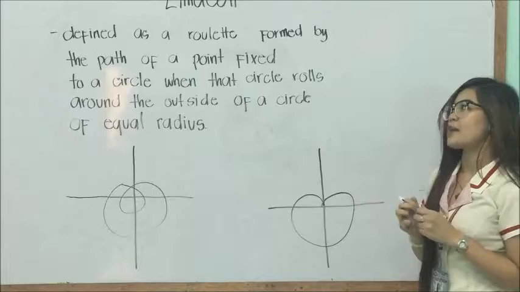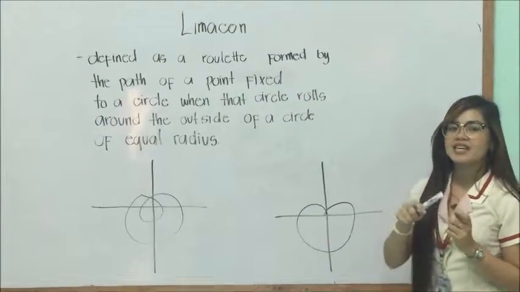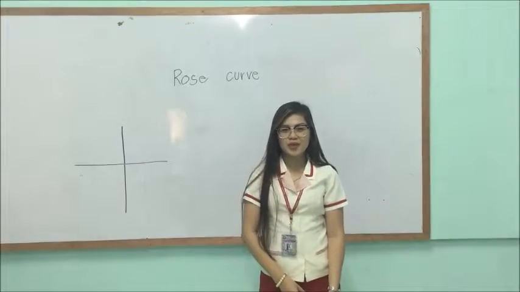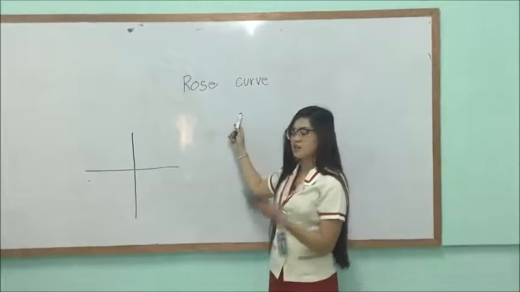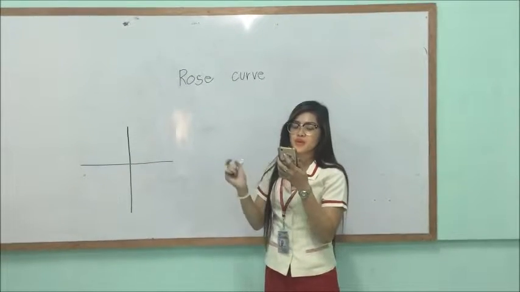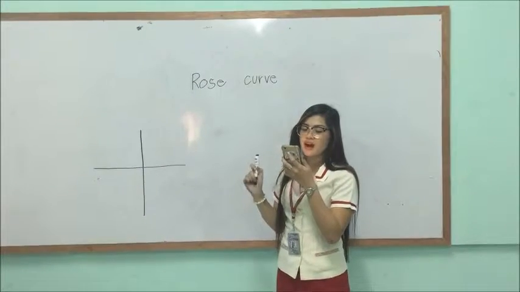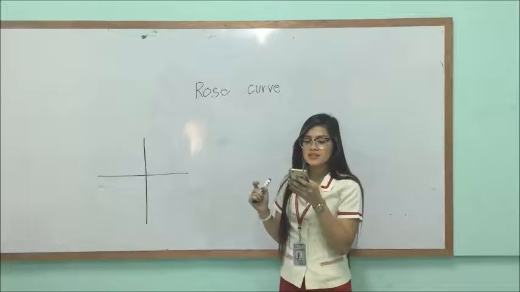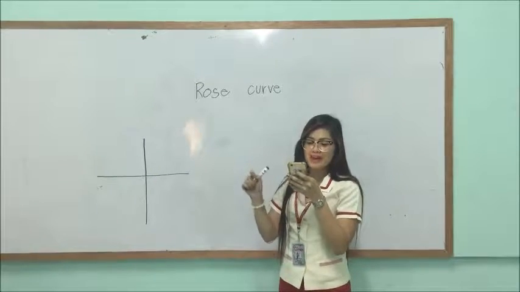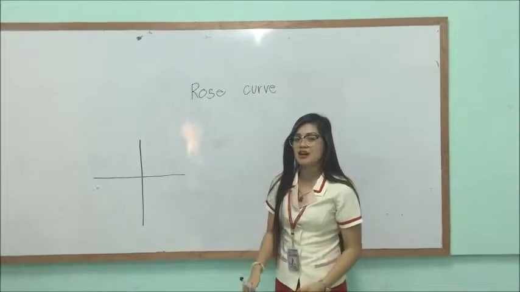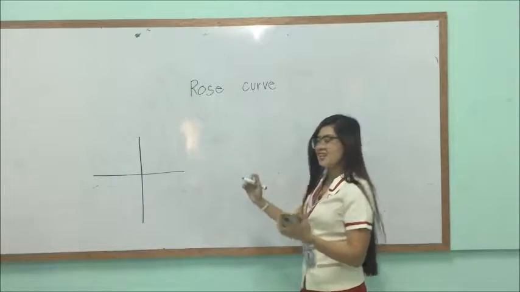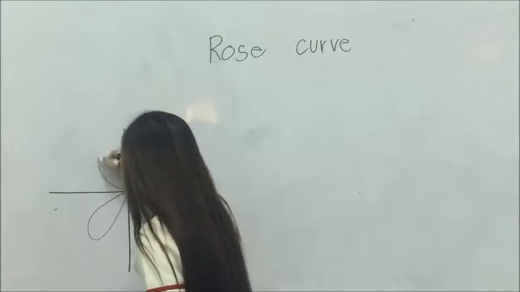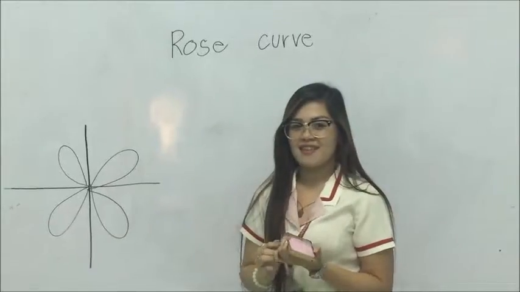So cardioid is a type of Limacon, but the A is equal to B. The next type of polar equation is what we call rose curve. When we say rose curve, it is usually a smooth curve. It is a curve with loops that form what resemble petals. The number of petals will depend on the value of M, and the value of A is the length of the petal. So it can be like this, depending on the number of M.